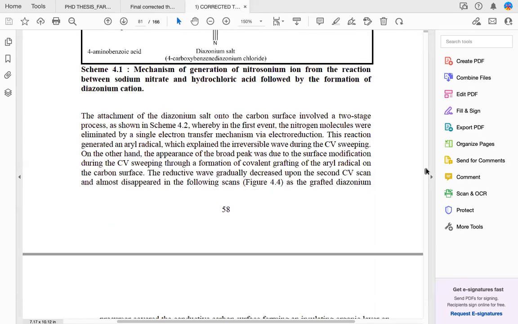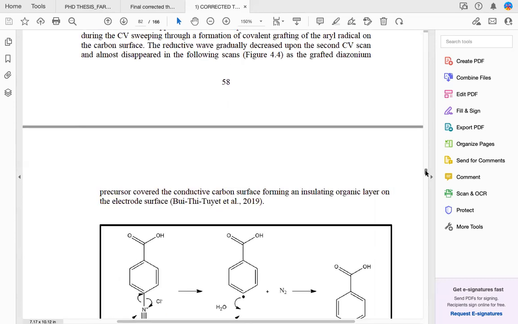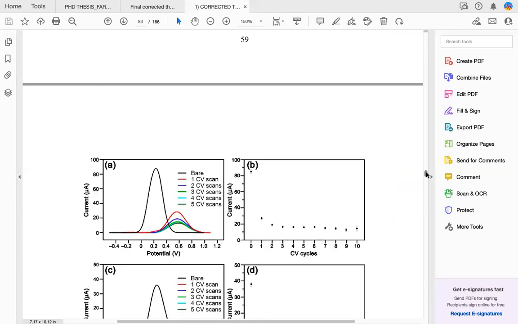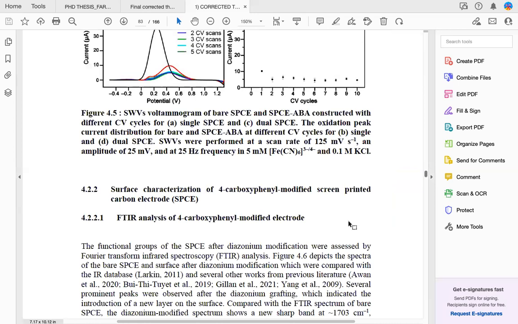I'm not going to explain the detail on this. Let's move on to this one, which is more relevant to you, because many of you will use FTIR and so on. As I mentioned, FTIR is to prove functional groups. Now you can see he started with the explanation of the FTIR spectra. All right, let's move.